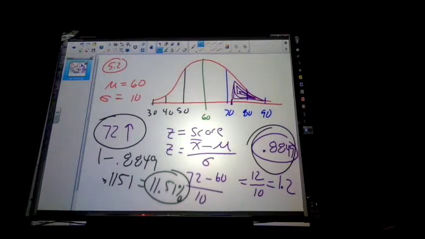What proportion of the airbags will take less than 60 milliseconds? Well, 60 milliseconds is the mean. It's a normal curve. The mean and the median are the exact same thing. So, what percent will take less than 60 milliseconds? 50%. What will take more? 50.